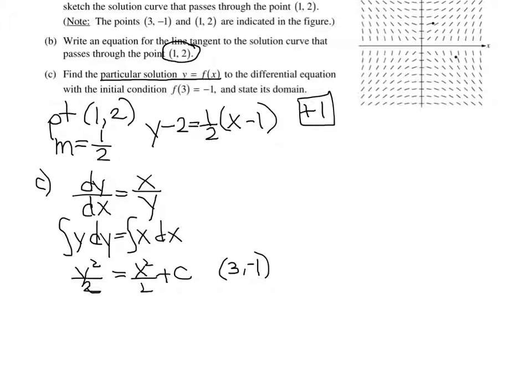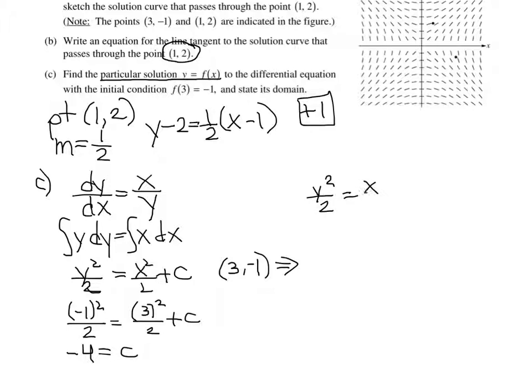Let's find that c now. So we have (-1) squared over 2 is equal to 3 squared over 2 plus c. So I have 1/2 and I subtract 9/2, so I get -8/2, which is -4. Fantastic. So at this point now, I'm going to go ahead and replace c with -4. So I have y squared over 2 is equal to x squared over 2 minus 4.